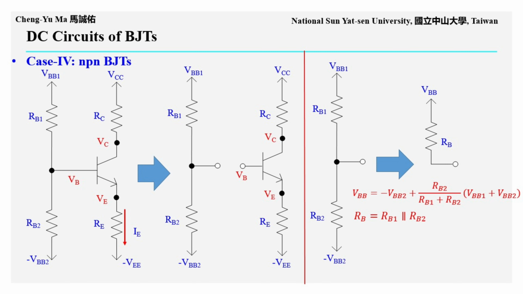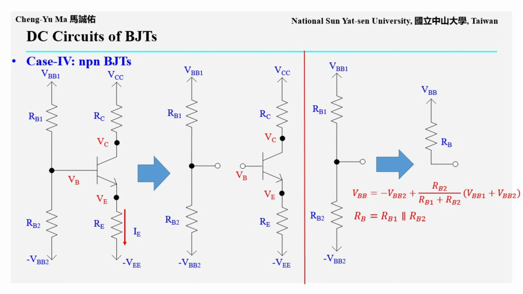The base bias network can be treated as a voltage source, so we can convert it independently into a Thevenin equivalent circuit. The Thevenin voltage, VBB, is the open circuit voltage of the bias network. It is obtained by voltage division. The total voltage, VBB1 plus VBB2, is multiplied by RB2 divided by the sum of RB1 and RB2, then plus negative VBB2. This gives the open circuit voltage, VBB.